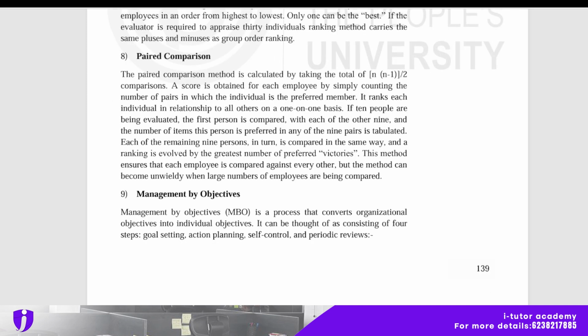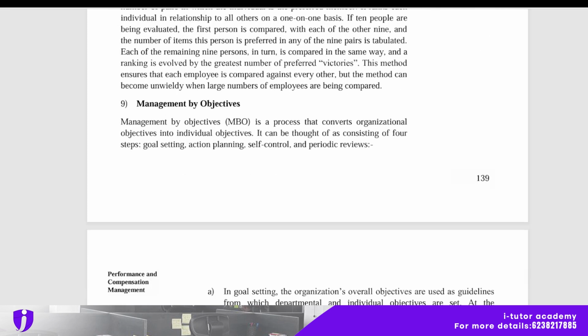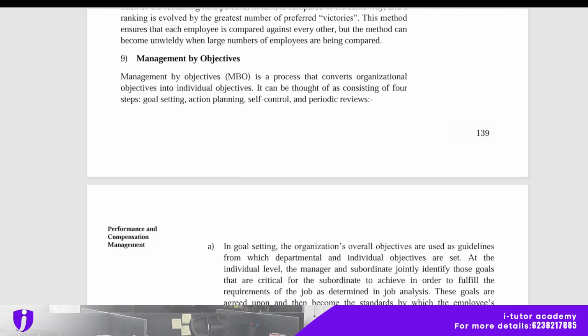Next is paired comparison. The paired comparison method is calculated by taking the total of n into n minus 1 divided by 2 comparisons. A score is obtained for each employee by simply counting the number of pairs in which the individual is the preferred member. Next is management by objective.